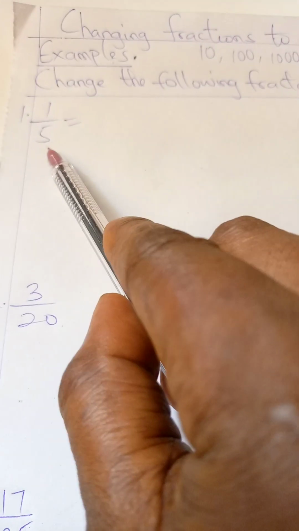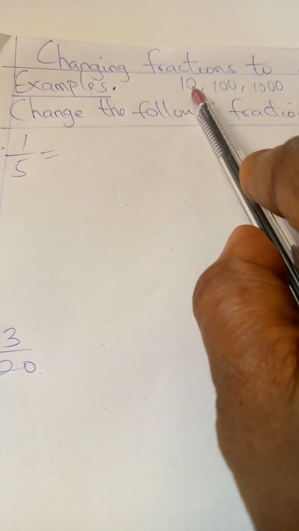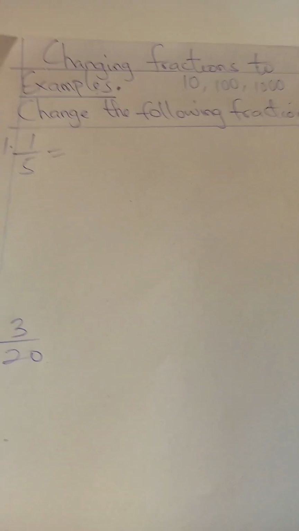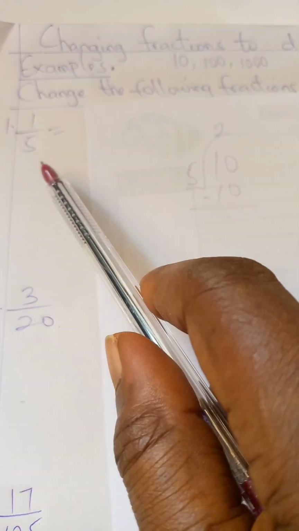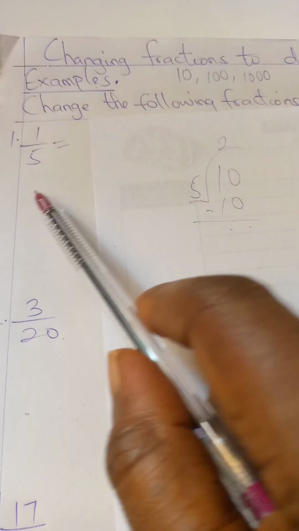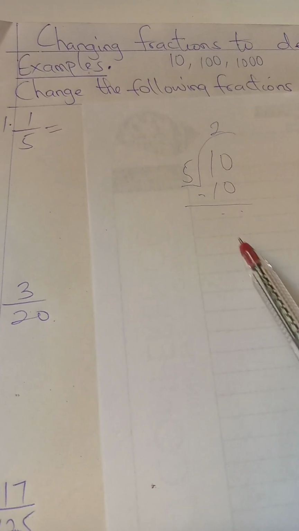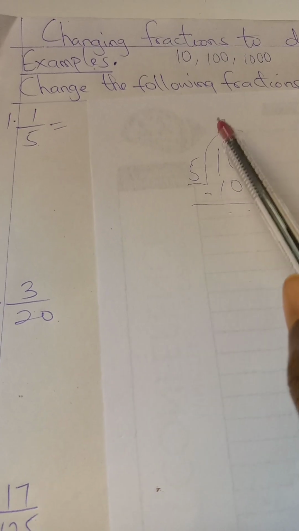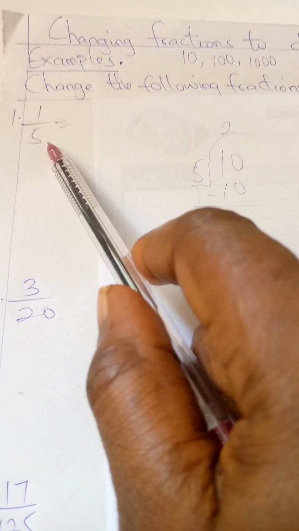This denominator, which is 5, I'll divide 10 by it to see if it has a remainder or not. And looking at it, after dividing 10 by 5, my answer is 2. It has no remainder, so I'm going to pick 10. It means the answer that I've gotten, I'm going to multiply it with the numerator and the denominator.